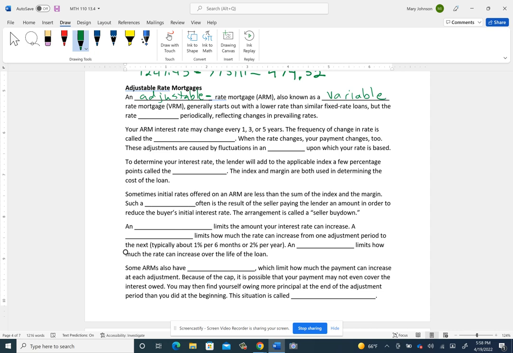mortgage, VRM. It generally starts out with a little bit lower rate than on the fixed rate loans, but the rate changes periodically. It's variable. It depends on what's going on in the economy at the time. So the interest rate can change. It may change every 1 year or every 3 years or every 5. How often it changes, that's called the adjustment period.